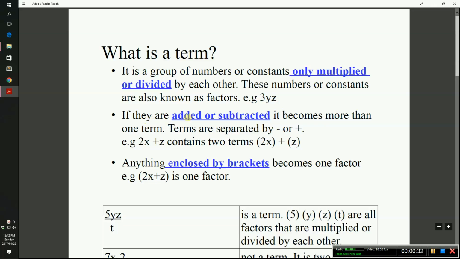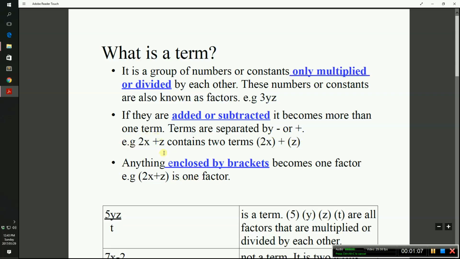Now, if the factors are added or subtracted, it becomes more than one term. Terms are separated by subtraction or addition. For example, 2x, which means 2 times x, these are two factors making one term, and it's separated by a plus sign from another term which only contains one factor, which is z. So this expression contains two terms, 2x plus z. These are two different terms.